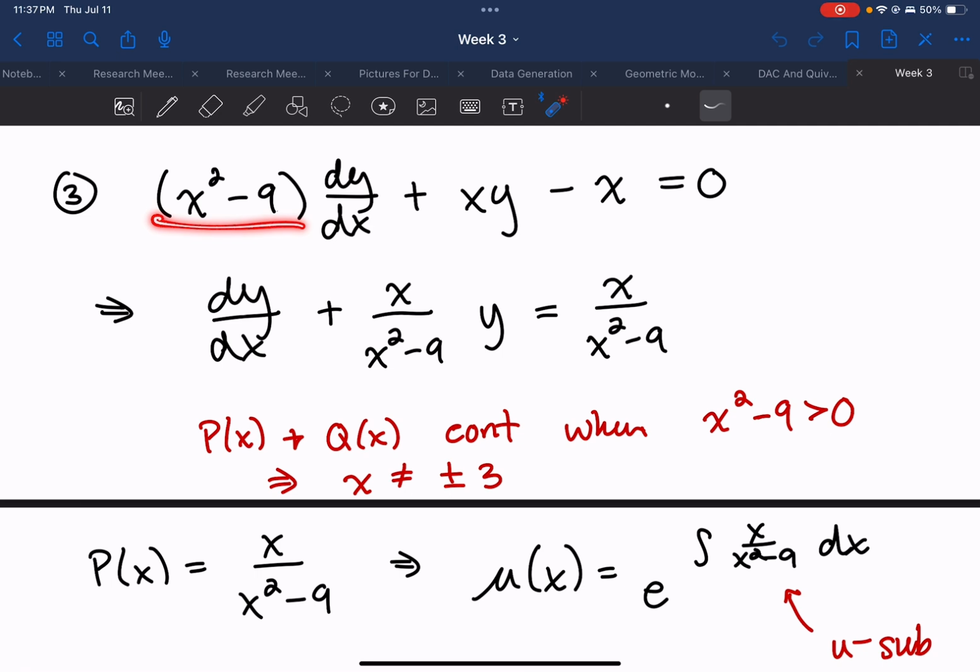This is only x's. This is a y to the first power. And this is only x's. So this is a linear differential equation, but it's not in standard form. In order to put it in standard form, we need to move this x across and divide everywhere by x squared minus 9.